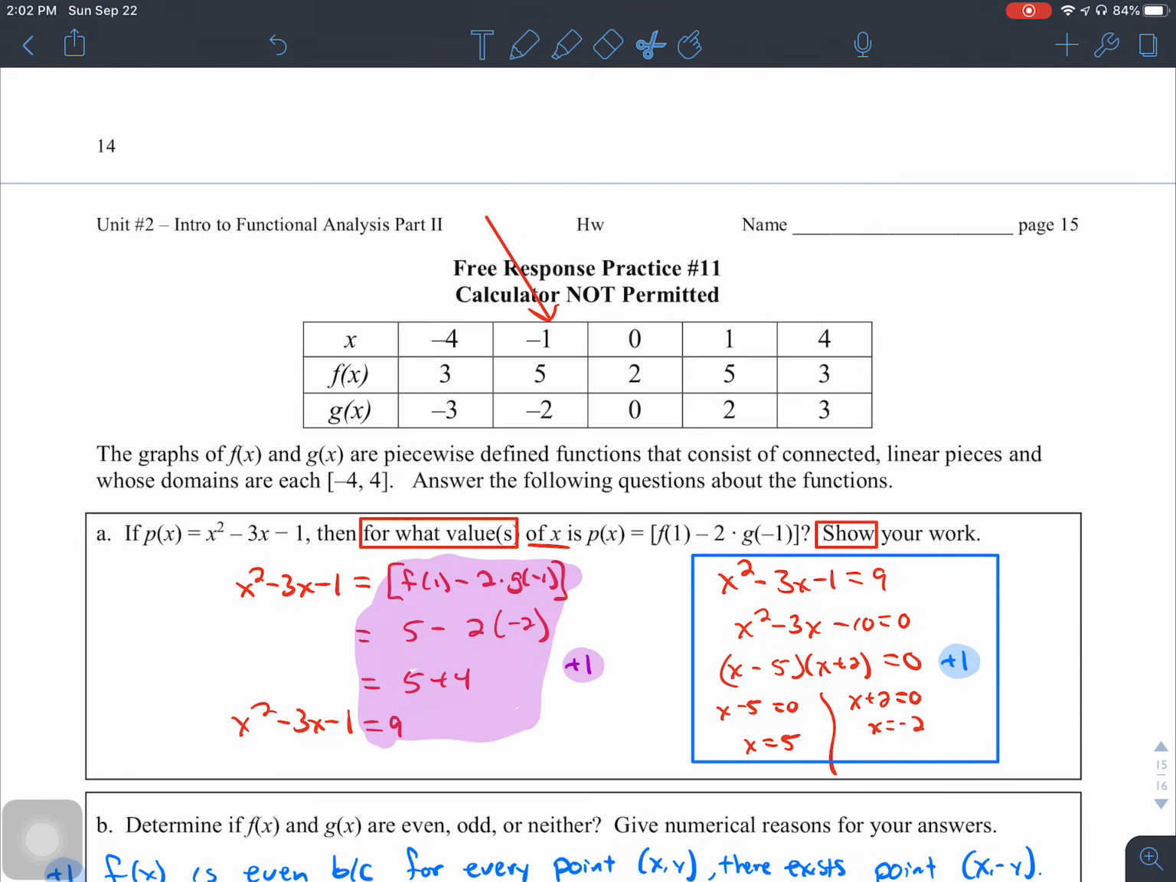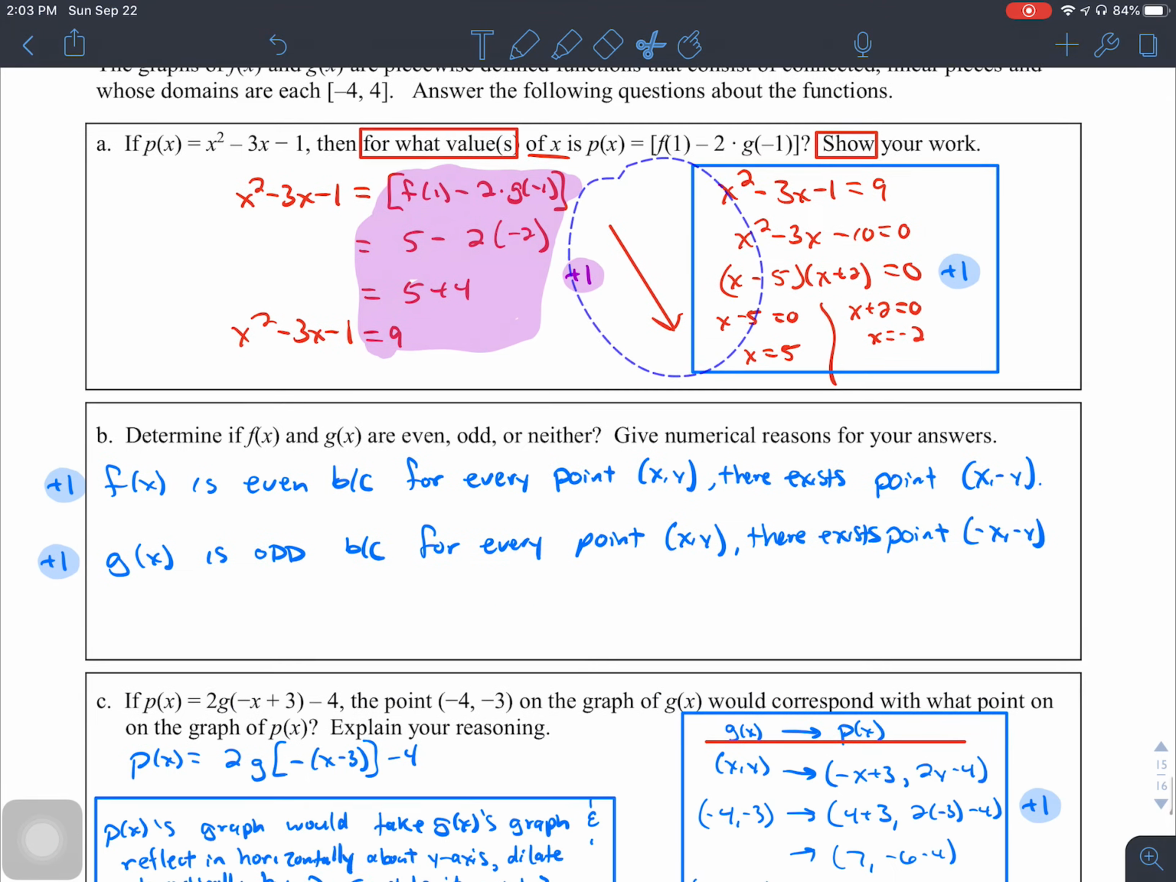So how do you figure out what g of -1 is? Well, here's -1. G of -1 is -2. How do you figure out what f of 1 is? Here's x is 1. Here's f of 1, which is 5. A minus 2 times a -2 is a plus 4. Add those, you get 9. How do you solve this equation? You get all the terms on the same side, and then you factor. Two things that multiply to get -10, add to get -3. We get x minus 5 and x plus 2, so each of those binomials is equal to 0, and we solve them. That concludes part A.